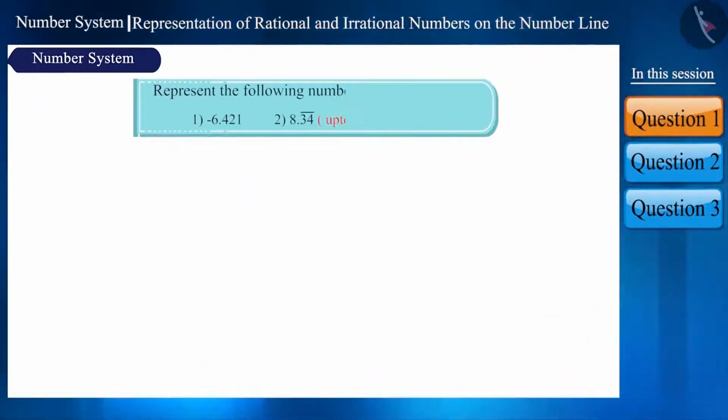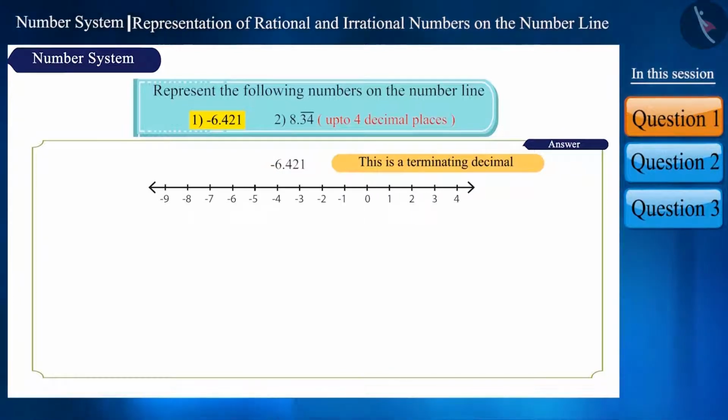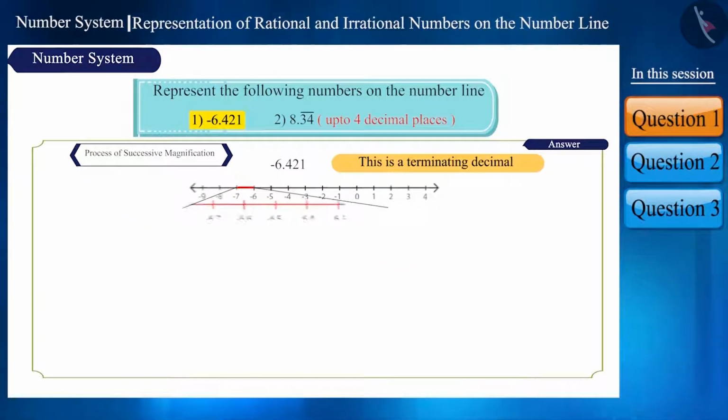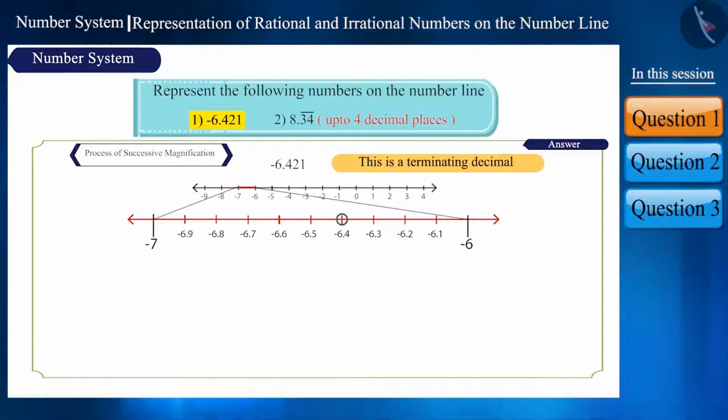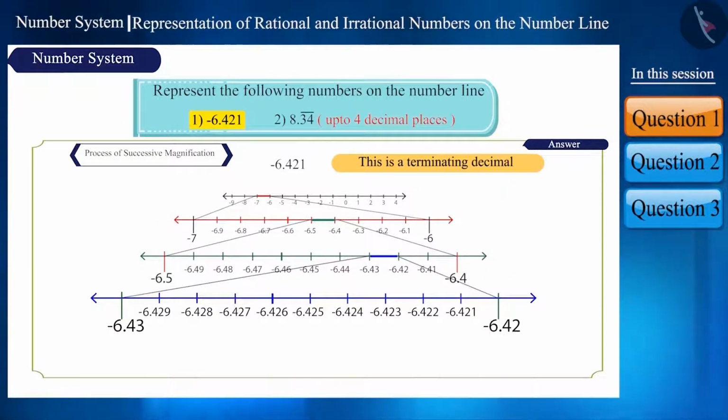Represent the following numbers on the number line. The first number is minus 6.421. This is a terminating decimal. Friends, don't get confused seeing the negative sign. This number will lie between minus 6 and minus 7 on the number line. We will represent this number using the process of successive magnification like this. Now the number will lie between minus 6.42 and minus 6.43 here.